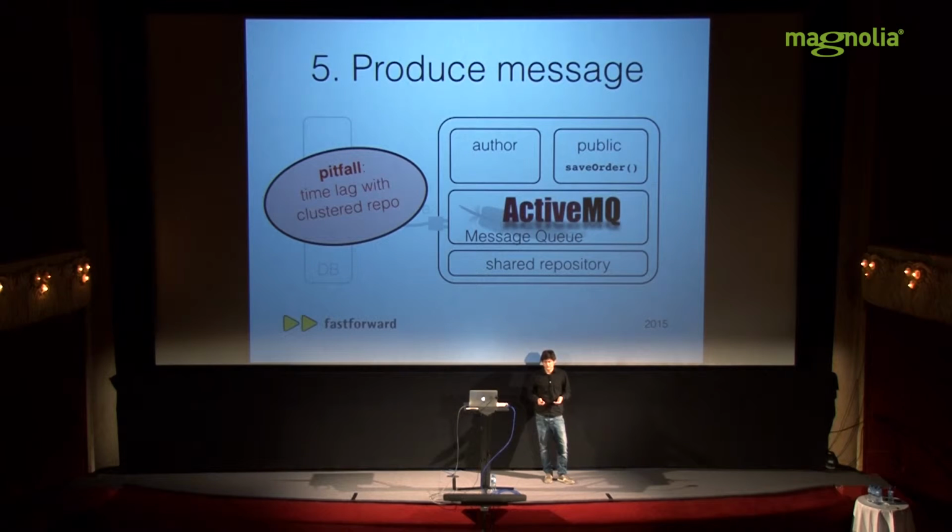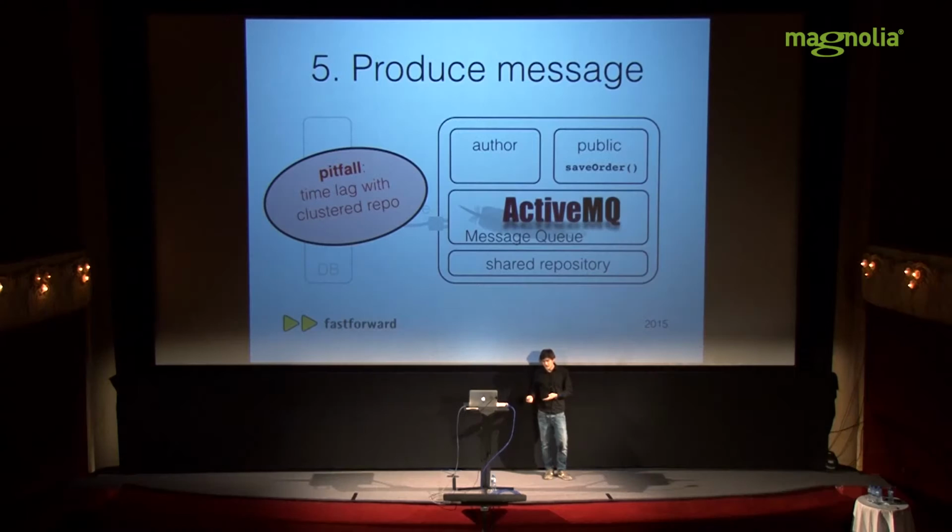This is about 1 or 2 seconds, so when you write something into the repo from public, for example, it will take 1 or 2 seconds until the changes are visible from the author instance. On the other hand, our ActiveMQ is solely running inside the JVM and thus pretty fast.